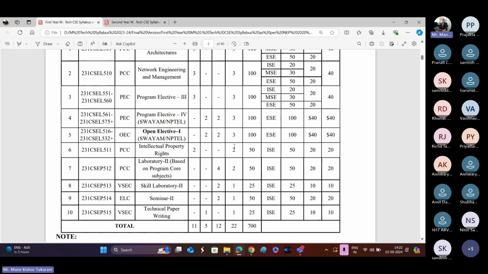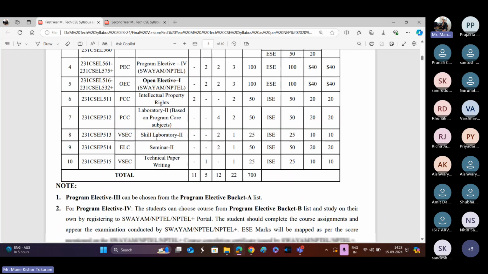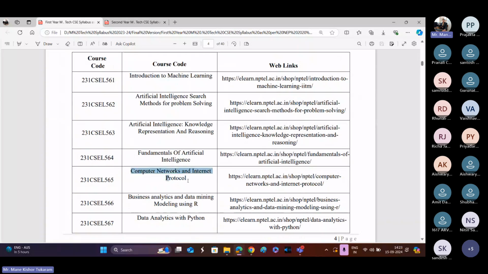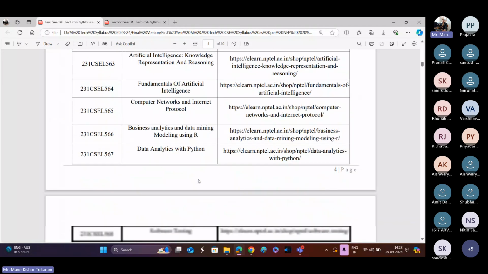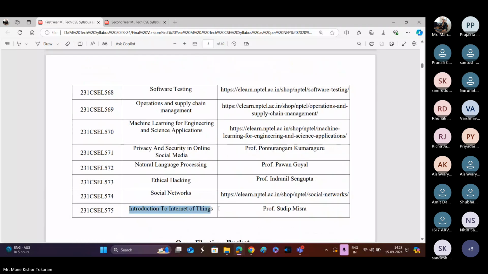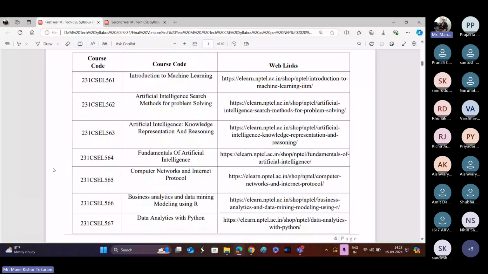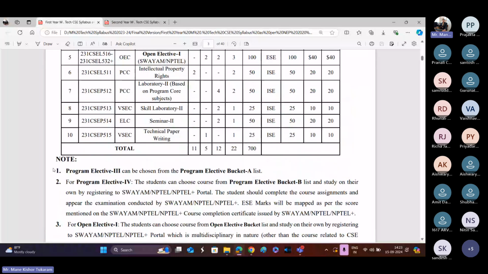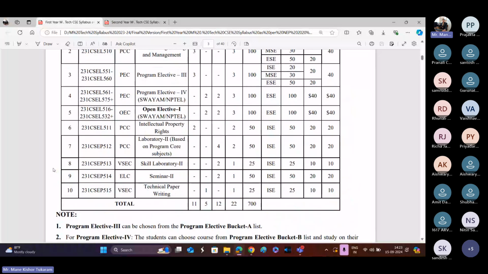Inside program elective 4, again we have an NPTEL course. This NPTEL course may be related to your interests. In the first semester you can take computer network and internet protocol, and in the second semester you can take introduction to internet of things. These are very simple subjects, so you can easily score more marks. Last year many students got 95 marks in the NPTEL, because they rigorously watched the videos and submitted the assignments, so they got 91, 95. These are very easy NPTEL courses.